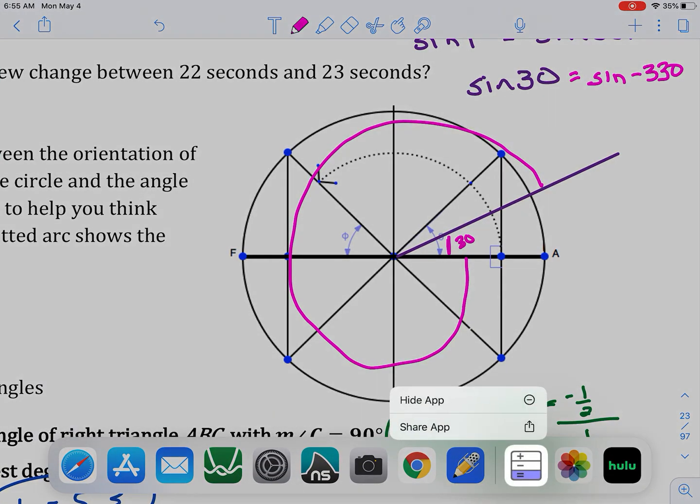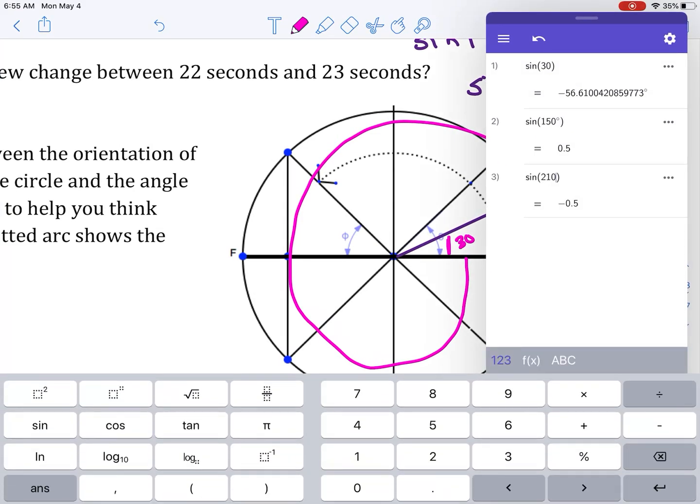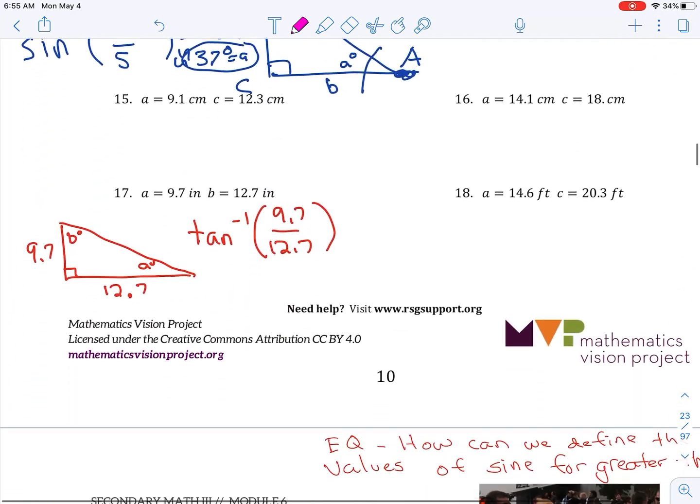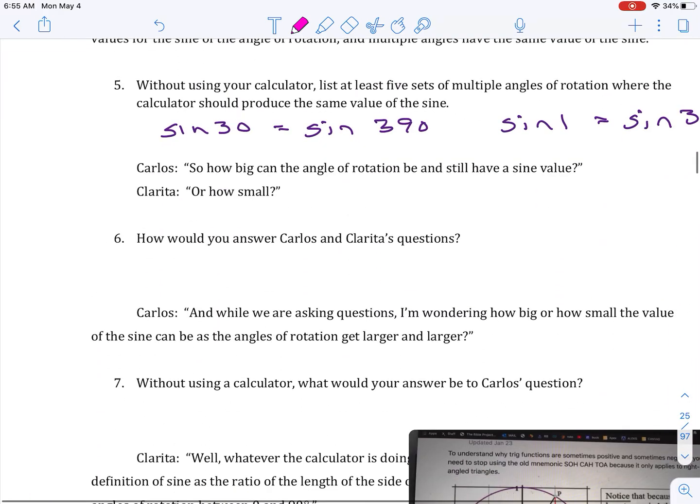And to prove it to you, we all know sine of 30 is 0.5. I don't need to enter that yet again. But if I go the sine of negative 330, I also get the same thing, which is 0.5. So come up with a few of those on your own. Oh, no, actually, let's see. It says this one was just how big and how small, right? So it could be anything. It'd be negative infinity to infinity.